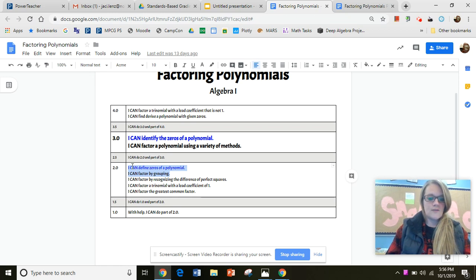If they want to get a 2, they have to be able to show me that they can do all of the level 2s. If they want to get a 3, they have to be able to do all the 2s and all of the 3s. And then the same with the 4.